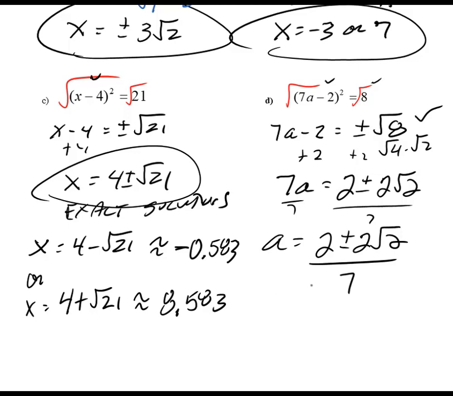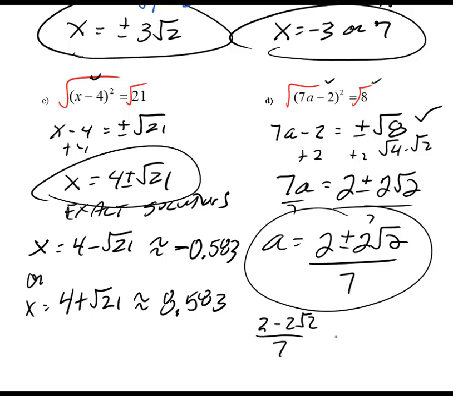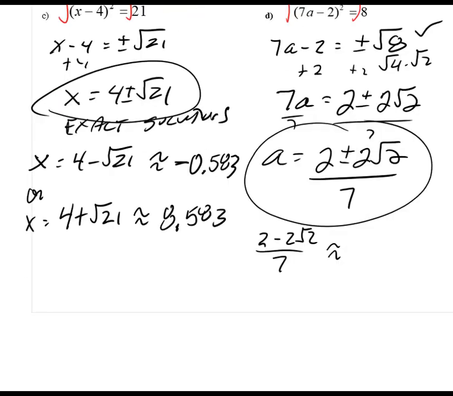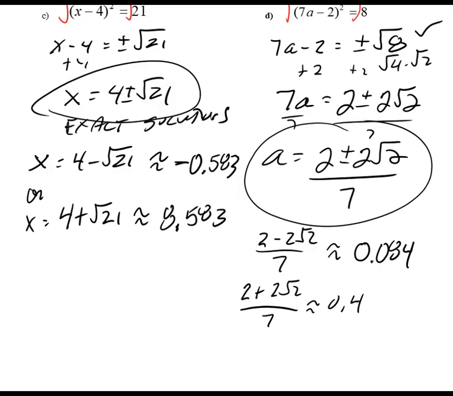If we plug those into our calculator, we would have 2 minus 2 square root of 2 over 7, which would be approximately equal to 0.084. And then 2 plus 2 square root of 2 all divided by 7 would be approximately equal to 0.688.